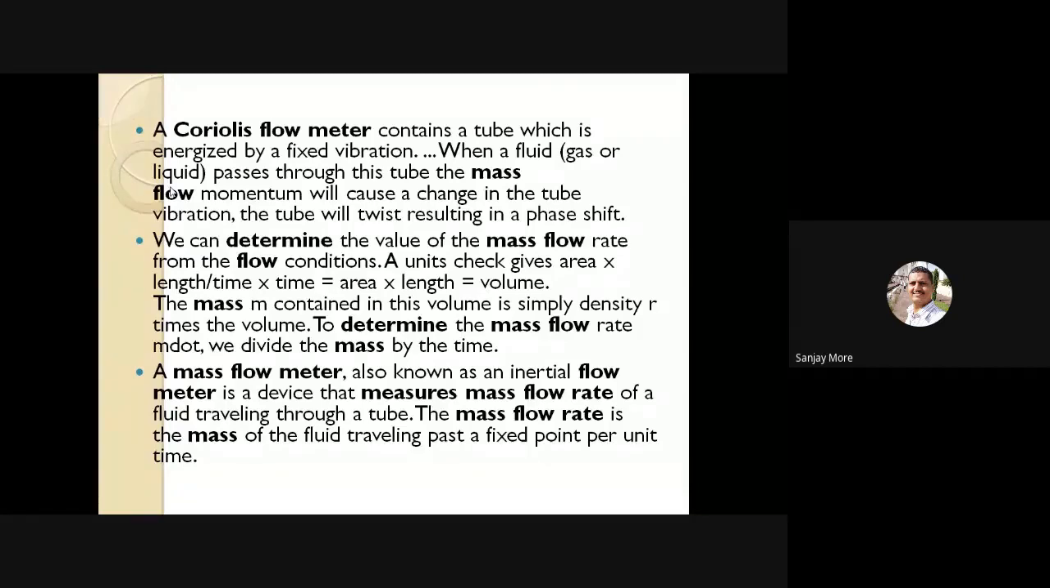So the mass flow meter is also known as a measure of flow rate. It measures the flow rate of a fluid traveling through the tube, and the mass flow rate is the mass of fluid traveling past a fixed point per unit time. We already discussed this in yesterday's lecture.